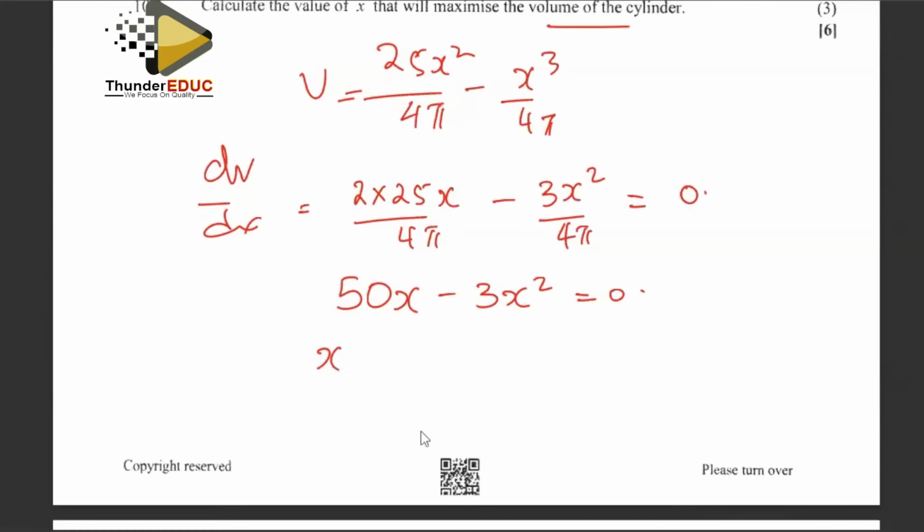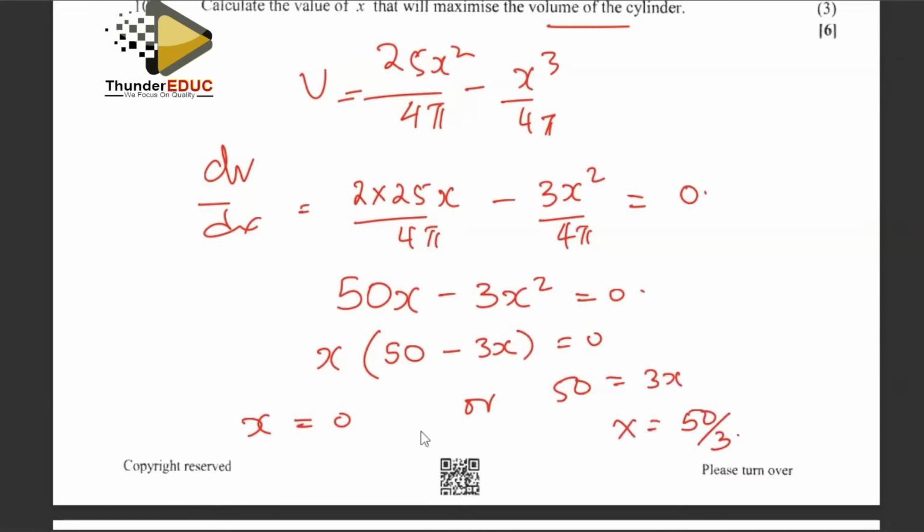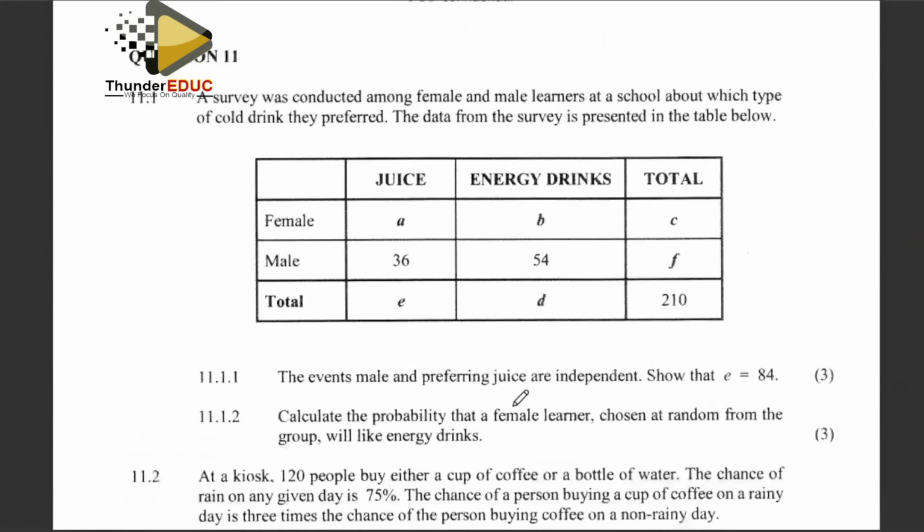Then let's take out the x. This is going to be x times 50 minus 3x equal to 0. So either x needs to be 0, or 50 should be 3x, and then x becomes 50 over 3. All right, then question 11.